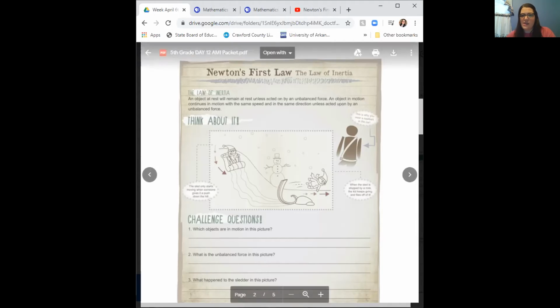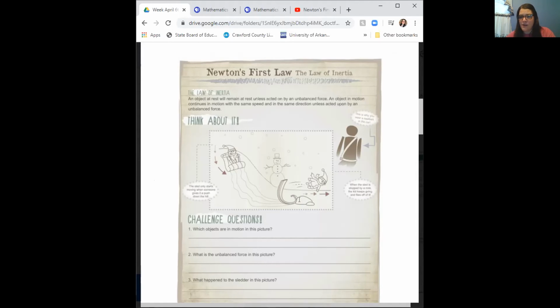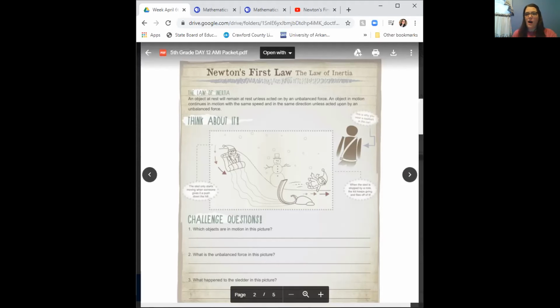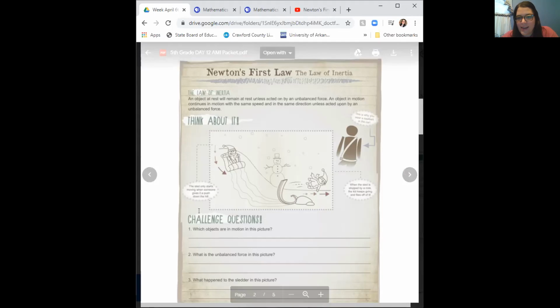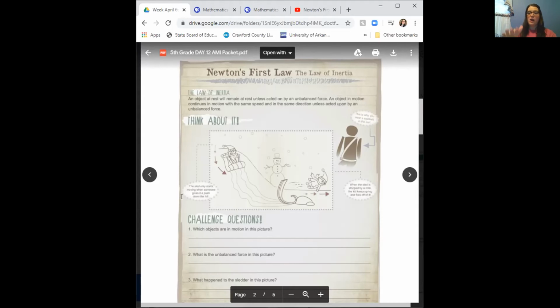Okay, and then it gives you a picture and it says, think about it. This picture is a boy sledding down a hill. Once he gets to the end of the hill, his sled hits a rock. And then once the sled hits the rock, what happens to the boy? He flies off of the sled. Then it gives you little word boxes here. I've got to lean in close so I can see it. Here it says, the sled only starts moving when someone gives it a push down the hill. So if nobody pushed that sled, it would still be sitting at the top of the hill. The sled did not start moving until somebody pushed it.